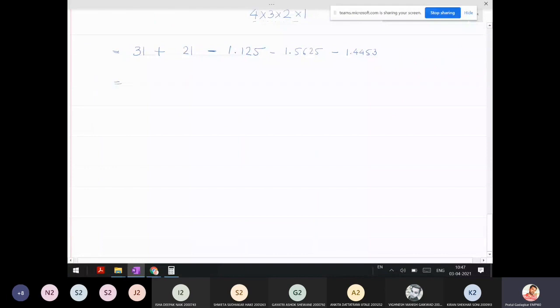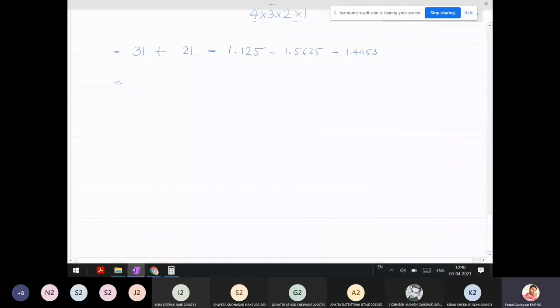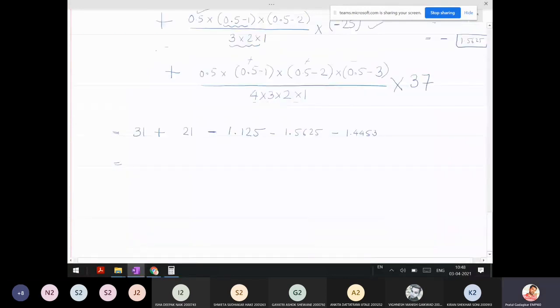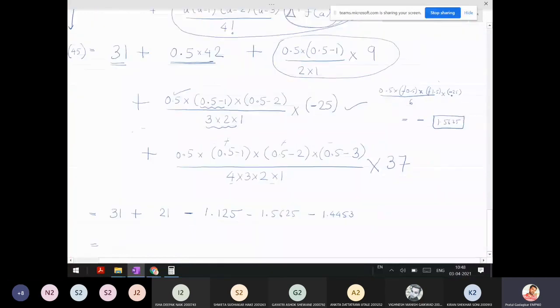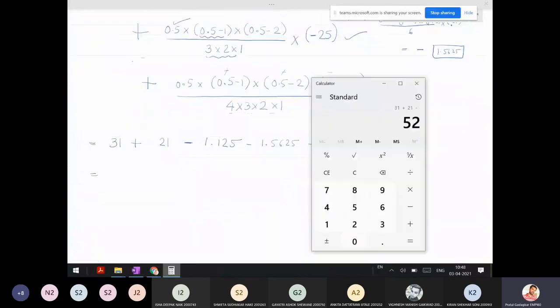Now it is very easy. So this is equal to 31 plus 21. Okay, minus. This 21 was correct. Now this 21 in the second step was also minus. Sorry, this is minus 21 because this is a minus sign, right? No, sorry, this is the third. Sorry, it's correct.